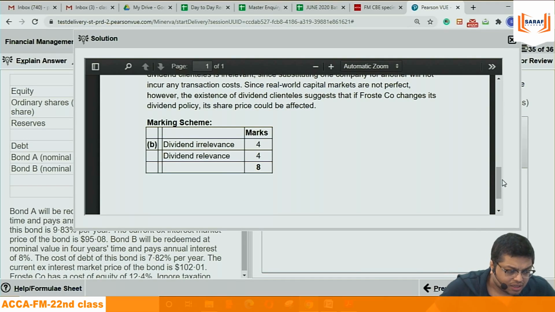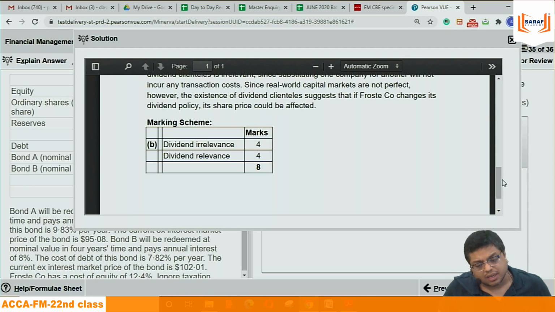What are they saying? Dividend irrelevance and dividend relevance, four marks, they are concentrating on this. Whether you write MM or not, whether you write the technical name, bird in hand, clientele theory, you have to write both theories: that by a change in the dividend, share price will be affected.